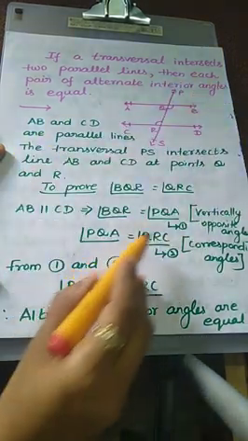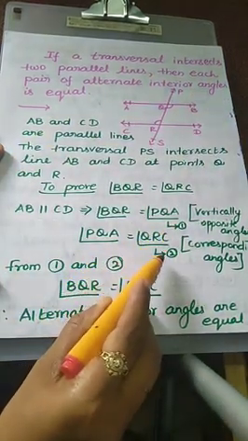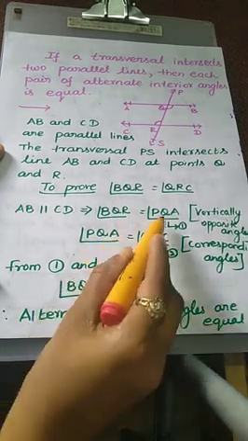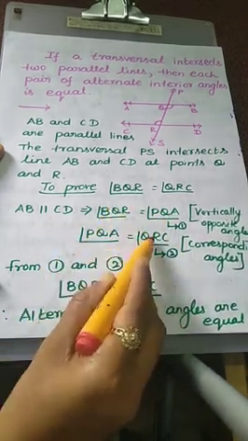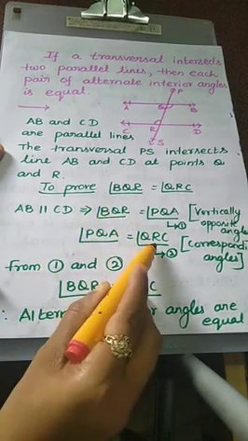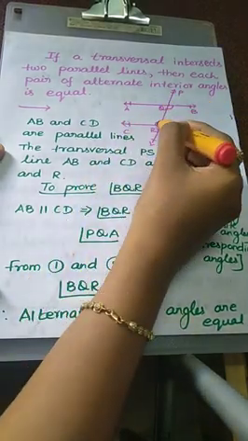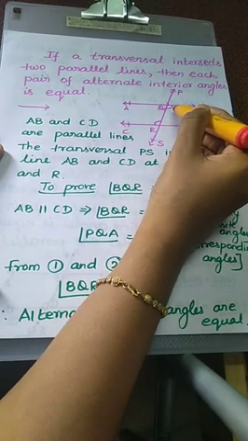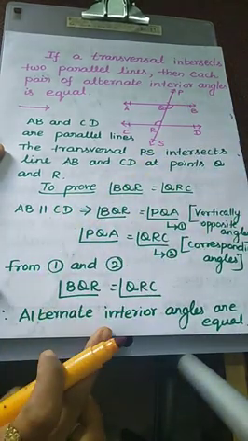Now, this is the first equation, this is the second equation. We compare these two equations, so we have to equate these two values. So BQR is equal to QRC. These two angles are equal. So alternate interior angles are equal.